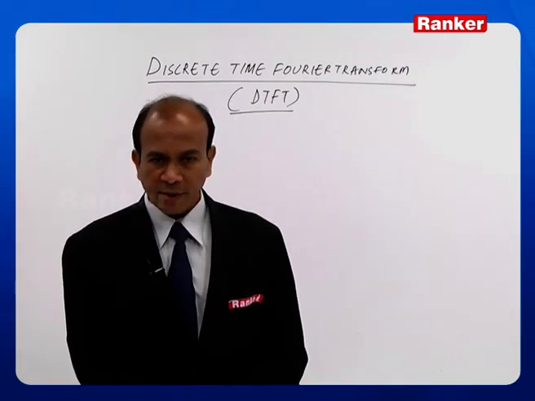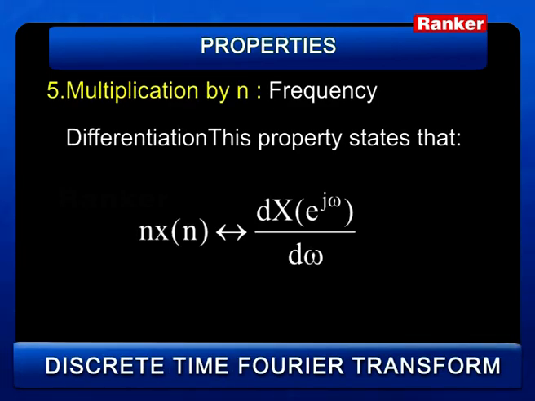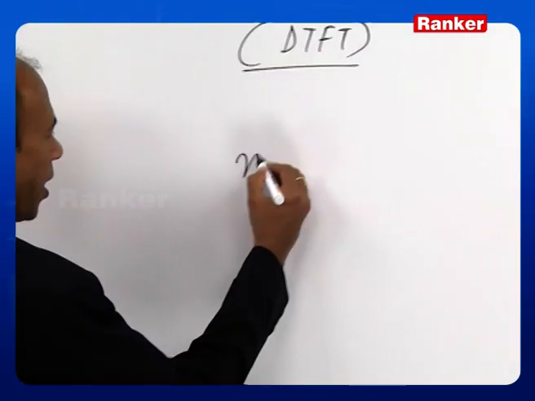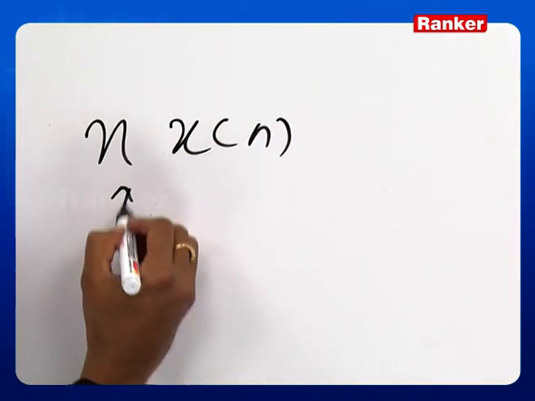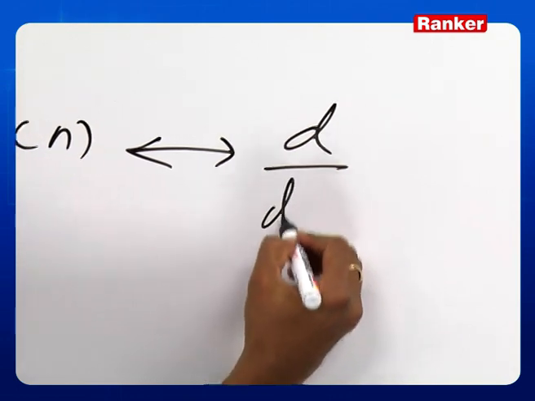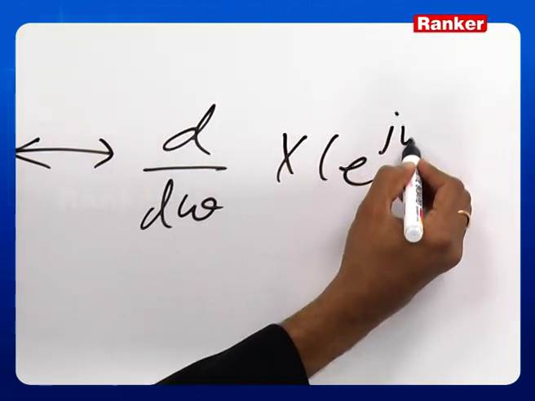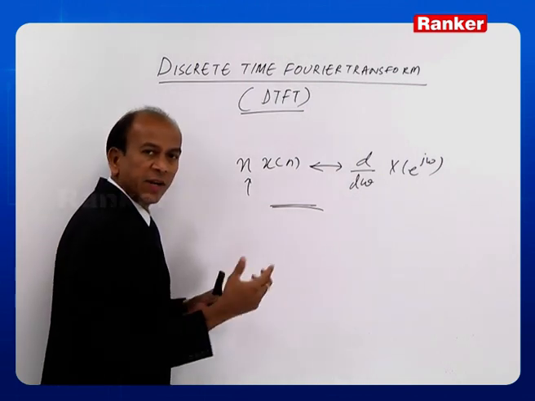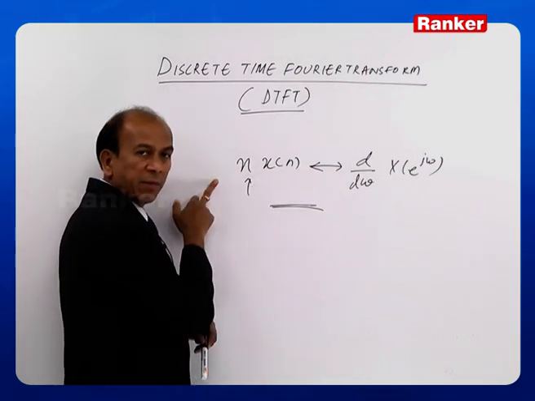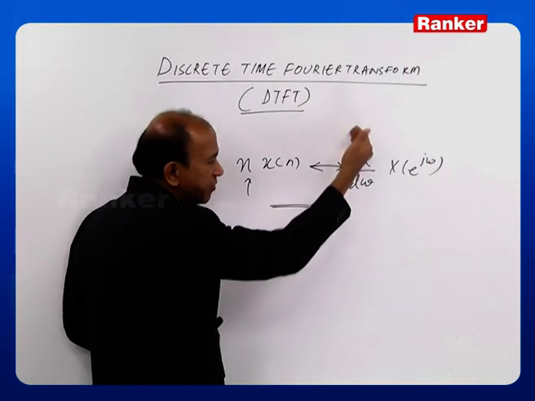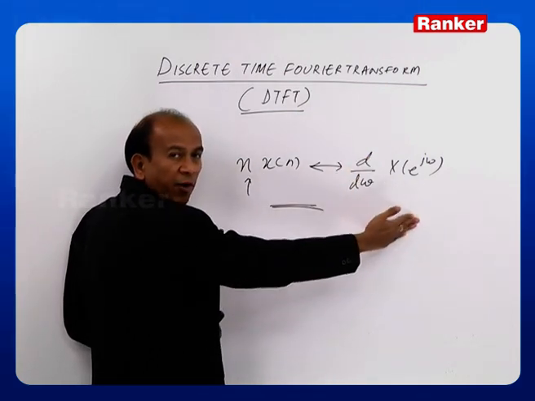Let us look at the next property. It is called multiplication by n, or frequency differentiation. This property states that when x of n is multiplied by n, it corresponds to differentiation in the DTFT. That is, n times x of n will have d by d omega of X of e to the power of j omega. So whenever you multiply x of n by n, the discrete time Fourier transform will be the differentiation of that, d by d omega of X of e to the power of j omega.